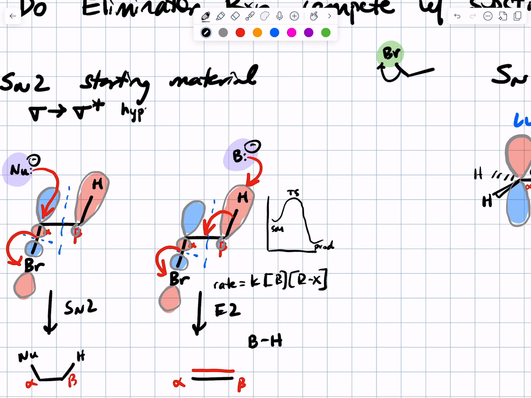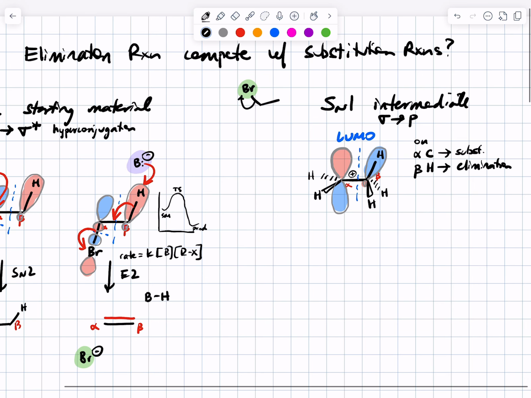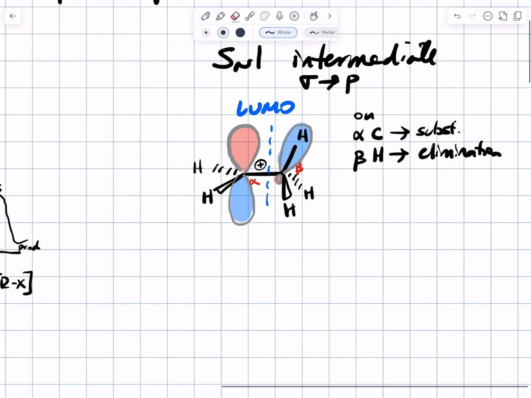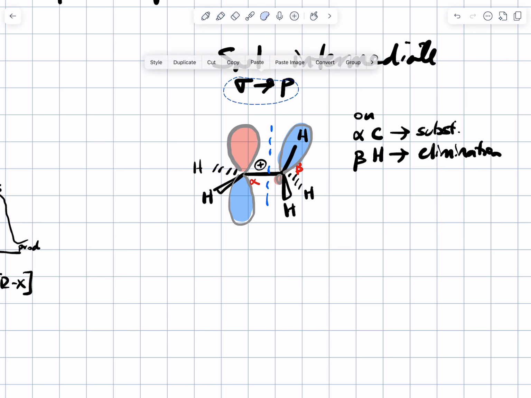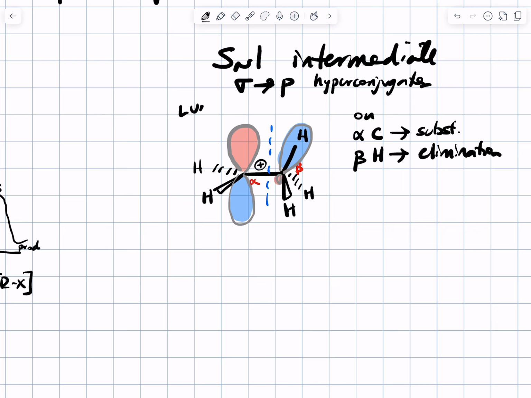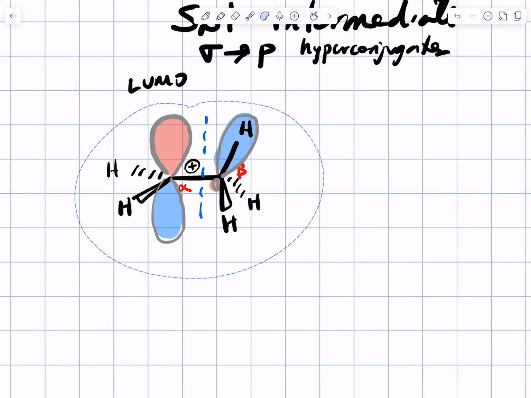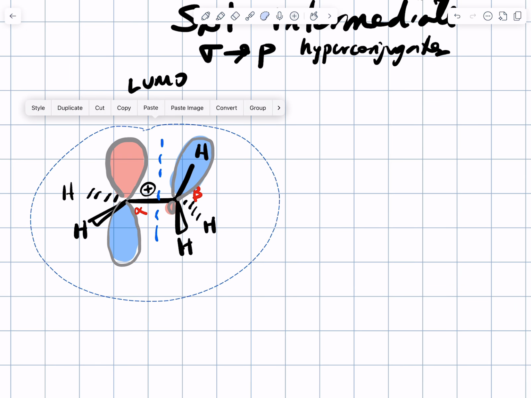Let's do the same thing we just did for the SN2 starting material, where sigma to sigma star hyperconjugation is going on, and show what's going on with the SN1 intermediate. Here you have an empty p orbital and an adjacent sigma bond. So this is called sigma to p hyperconjugation. I'm just showing you what the LUMO would look like here. It's mostly on the alpha carbon, the positively charged carbon, but some of it is on the adjacent hydrogen.